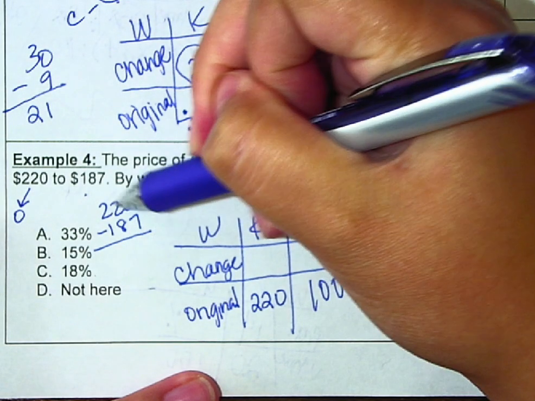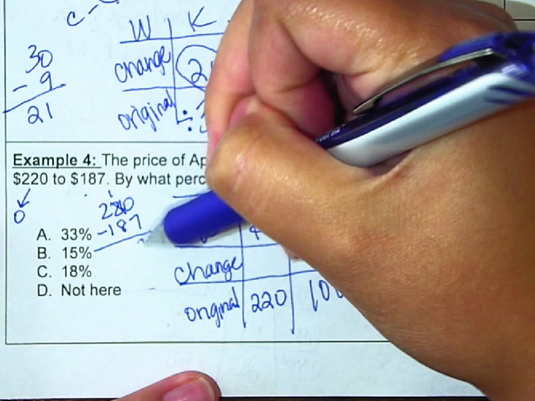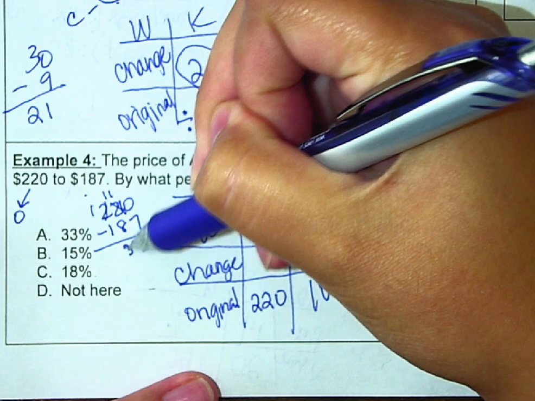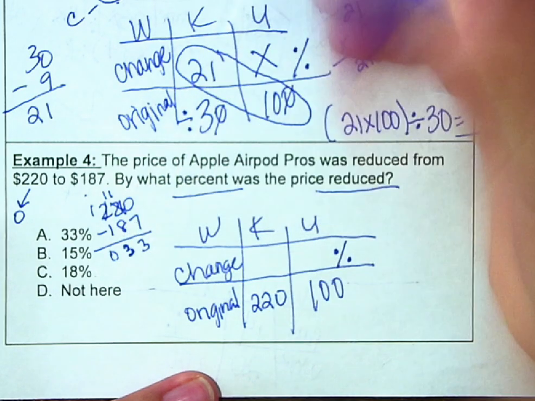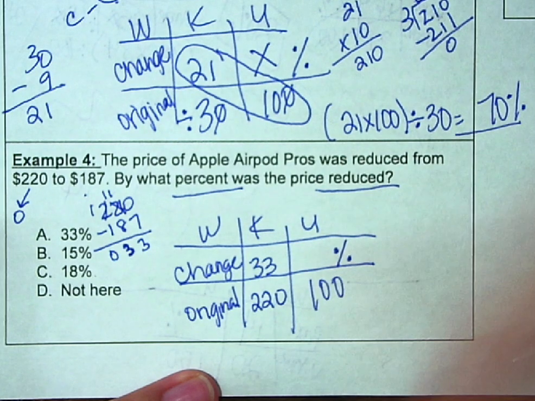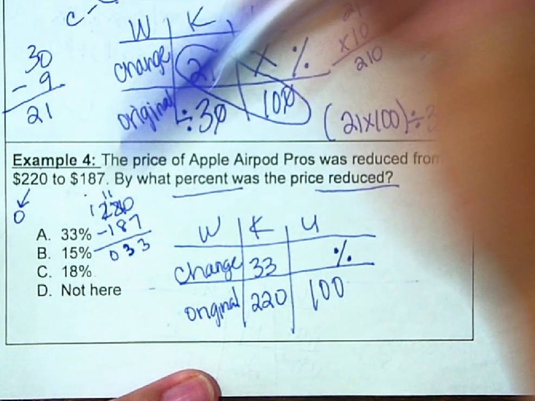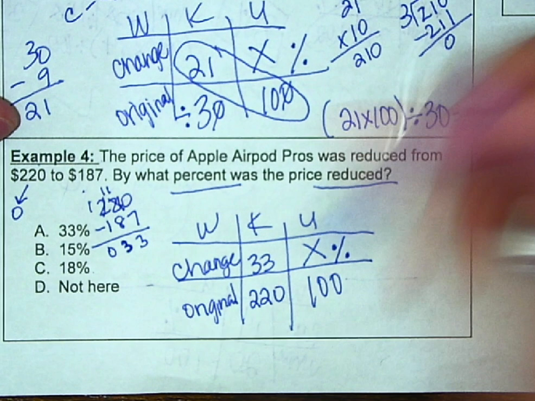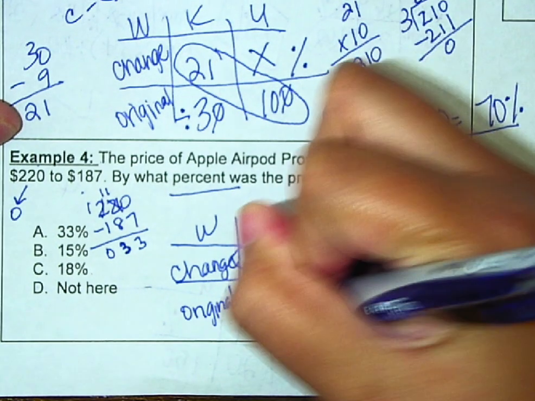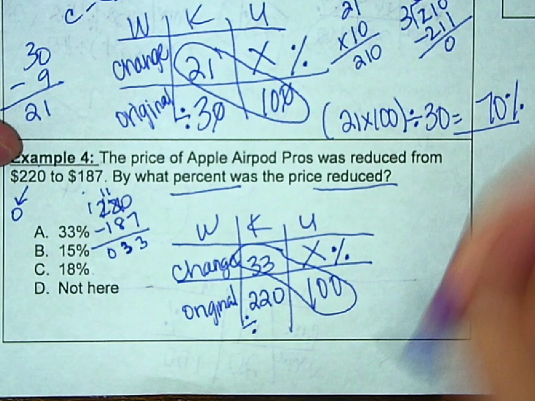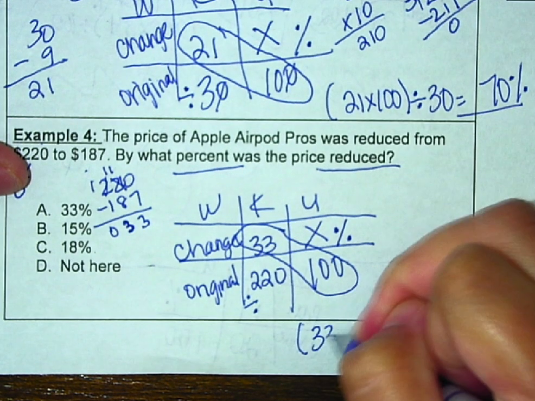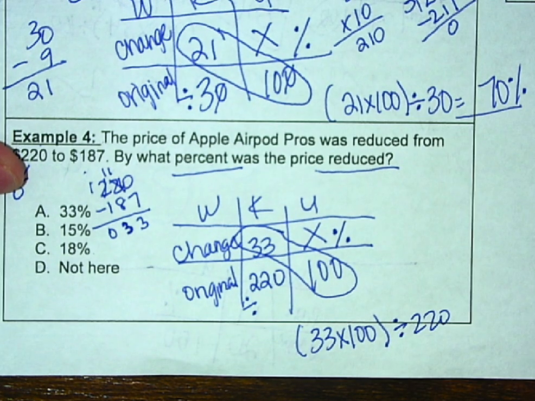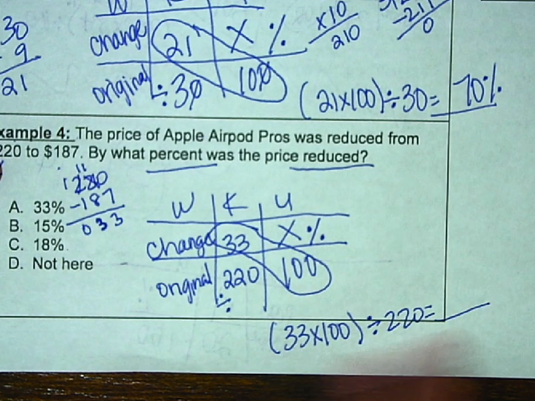0 minus 7, you can't do that. You have to borrow. 10 minus 7 is 3. You got to borrow again. 11 minus 8 is 3. And then 1 minus 1 is 0. So 33, it changed from 220 to 187. The difference is $33. Now we can go ahead and set this up. Cross multiply and divide. Remember, calculator students, put it on the bottom, 33 times 100 and divided by 220. That's what I want to see on y'all's paper too.